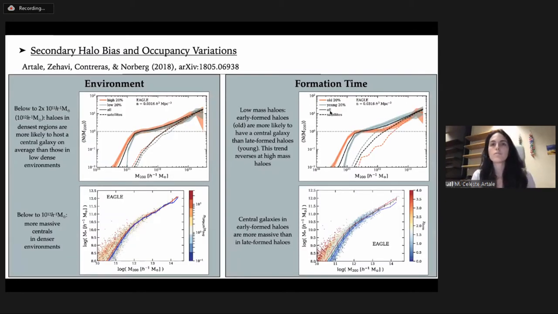The second paper I discuss in my talk was this one, where we consider not only the secondary halo bias, but also the concept of occupancy variations, which means the differences in the spatial distribution of the galaxy clustering, but also considering the variations in the halo occupation distribution, when we consider a secondary property of the dark matter halos. In this case, we use the EAGLE simulation and the IllustrisTNG simulation. And I discussed in my talk that we found differences in the halo occupation distribution when we consider the environment and the formation time of the halo as a secondary dependence.